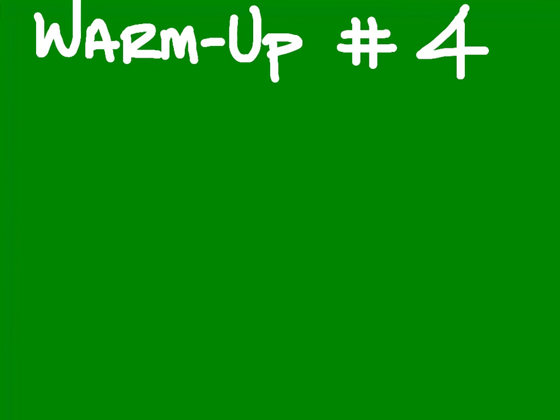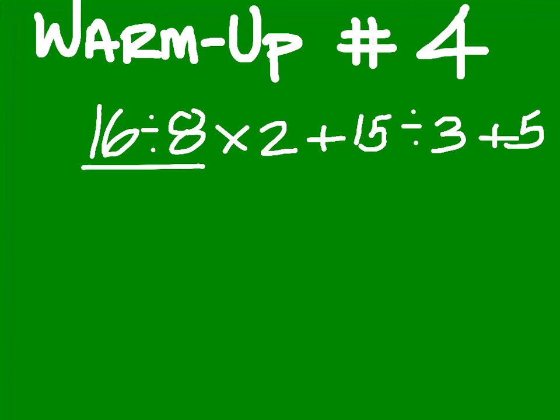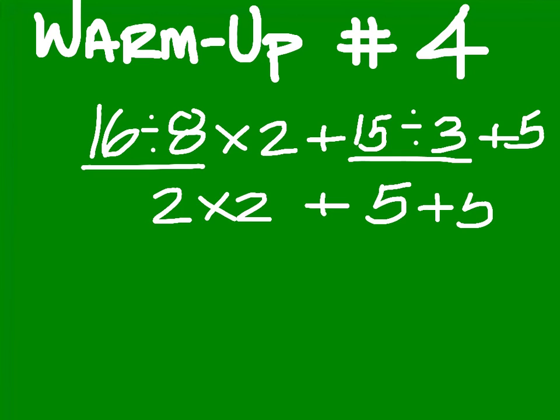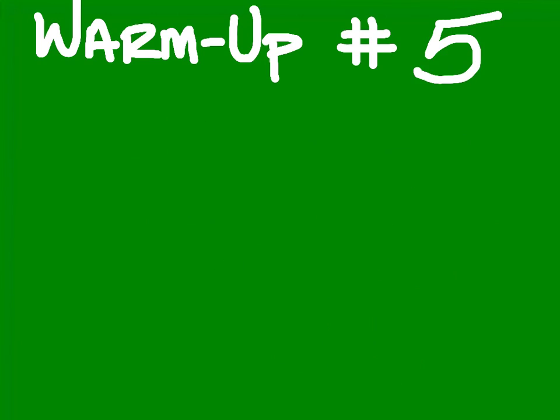Alright, next one. 16 divided by 8 times 2 plus 15 divided by 3 and then plus 5. All right. The solution is 16 divided by 8 is 2 and then 15 divided by 3 is 5. Multiplication gives me a 4 and then I have to add 5 and another 5. Answer is 14. Last one.